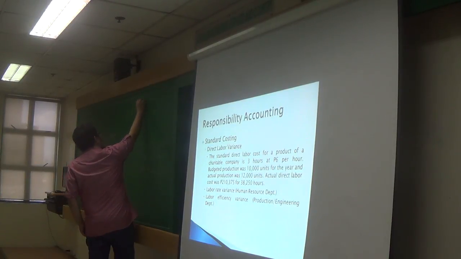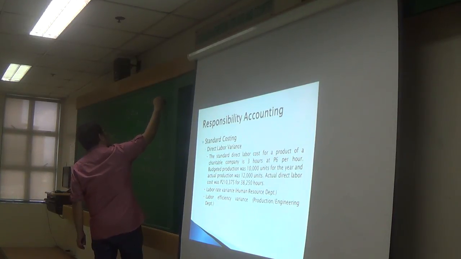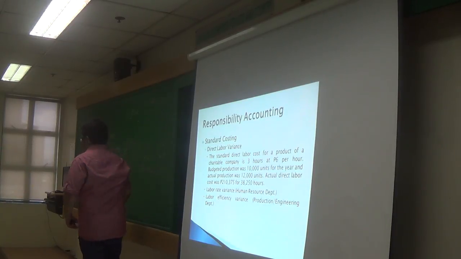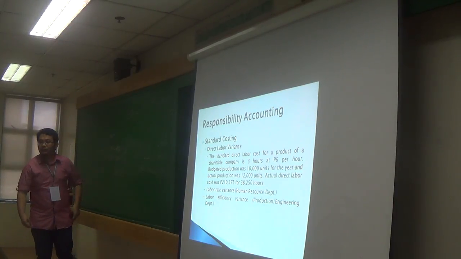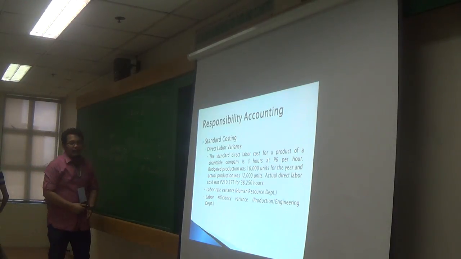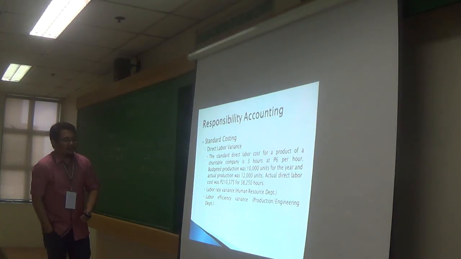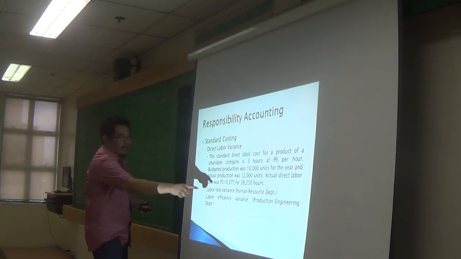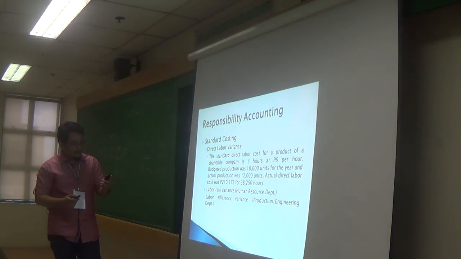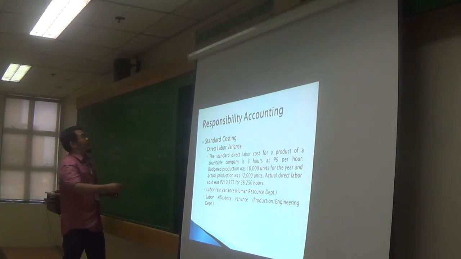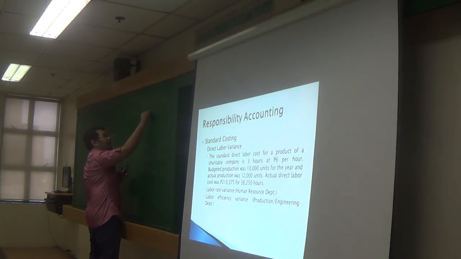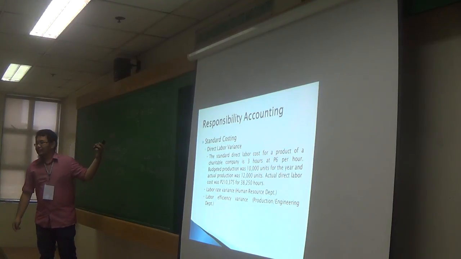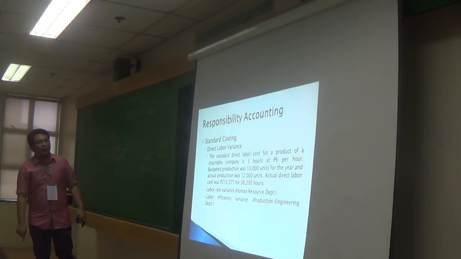So normally, standard rate minus actual rate times actual direct labor hours. So our standard rate is 6 pesos per hour. Okay, let's compute the actual rate. I forgot my calculator. Okay, cellphone na lang. Kasi hindi ko nailagay siya per hour. Naka-total na. So, 210,375 divided by 38,250. The actual rate per hour is 5.5. Okay. Standard rate, 6. Actual rate, 5.5 per hour.